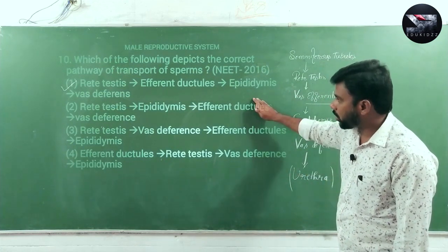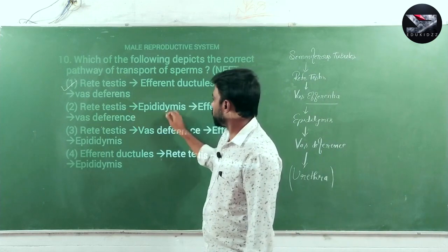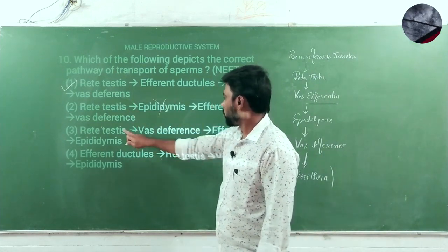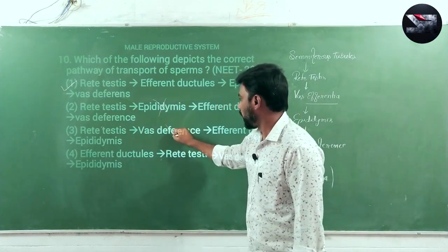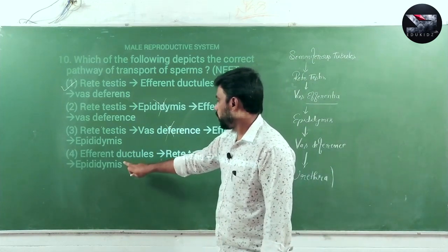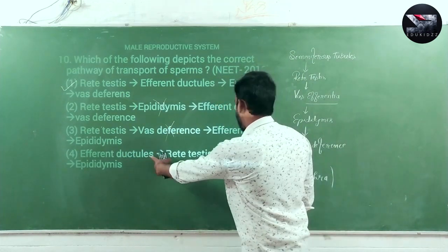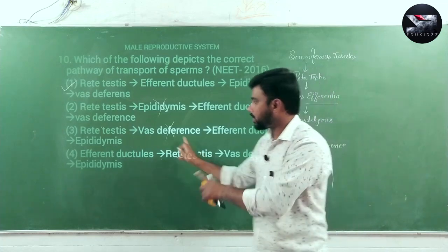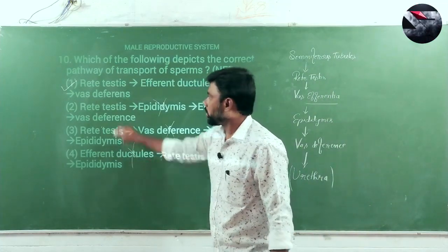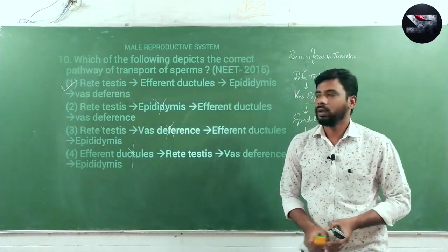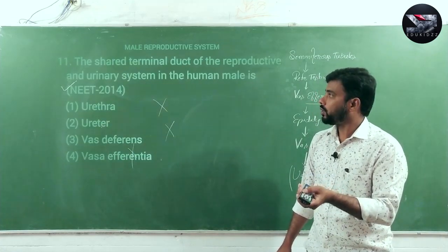So let us have a look at the other options also. From rete testis to epididymis is not possible. From rete testis, it will not directly go to the vas deferens. That is also wrong. Actually, first comes the rete testis, and after the rete testis, the efferent ductules will come. So the right answer is option 1. Now let us take the next question.